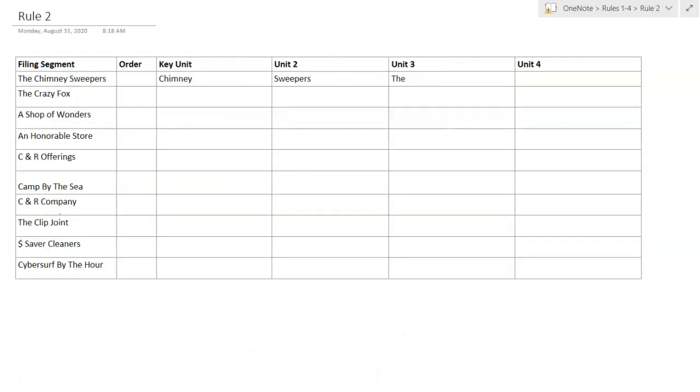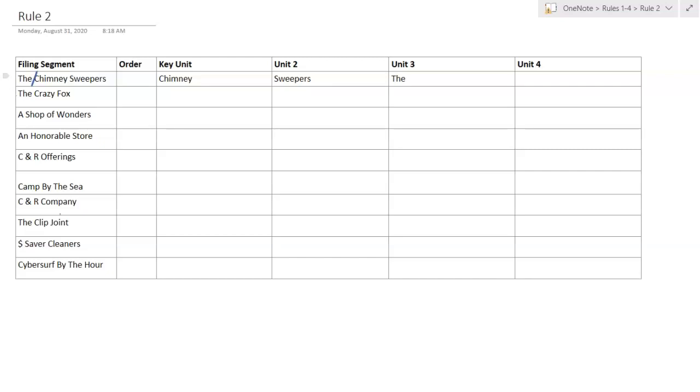So Rule 2 deals with minor words and symbols in business names. So articles, prepositions, and symbols are considered separate indexing units. One more thing to note is that when the word "the" appears, such as here, The Chimney Sweepers and The Crazy Fox, "the" will be, again, the last unit.